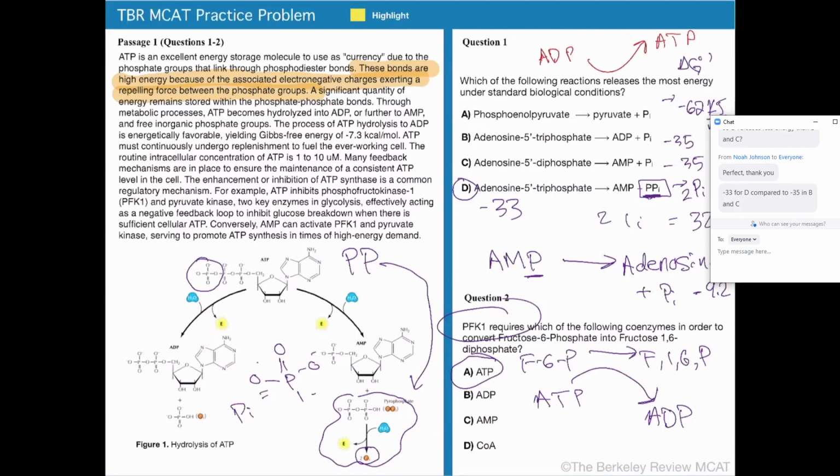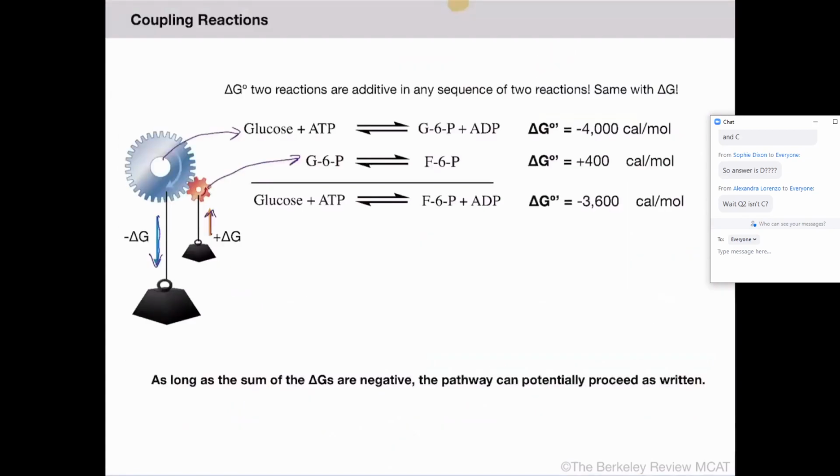I'm confused though. Isn't more negative number more energy released? Yes, the bigger the negative, the more energy is released. So if we go back to this, the bigger this negative number is, the more energy is being released, like here. Yeah, but isn't that less energy than B and C?